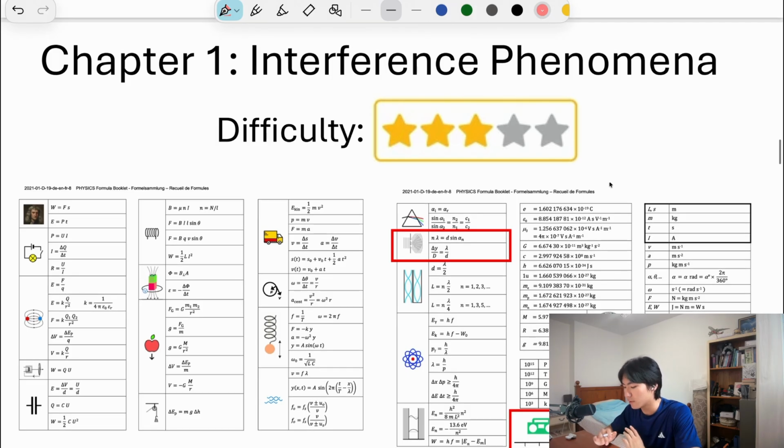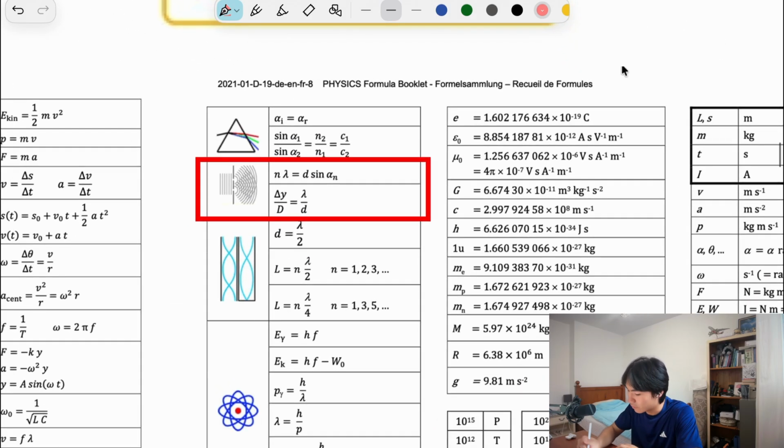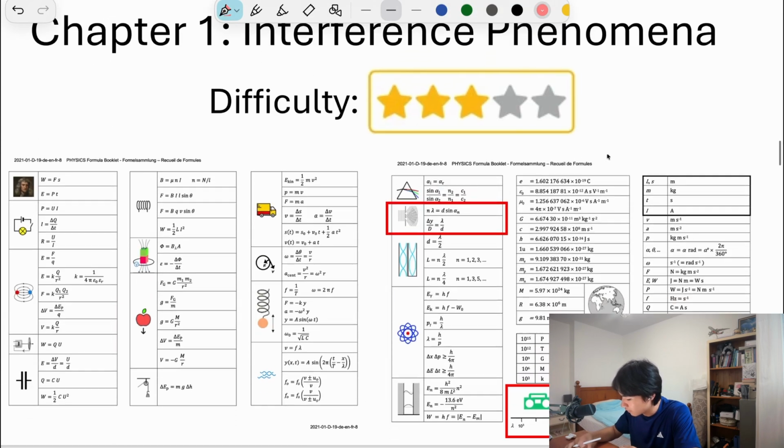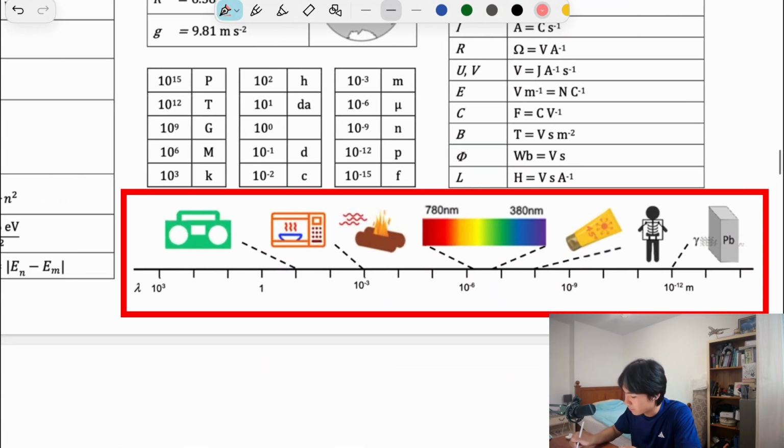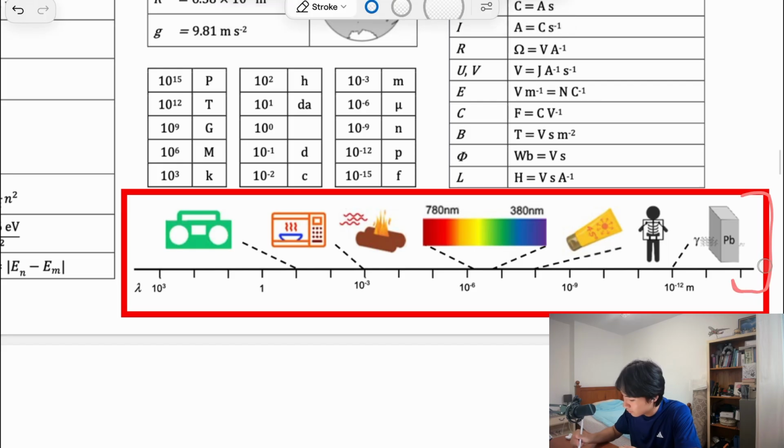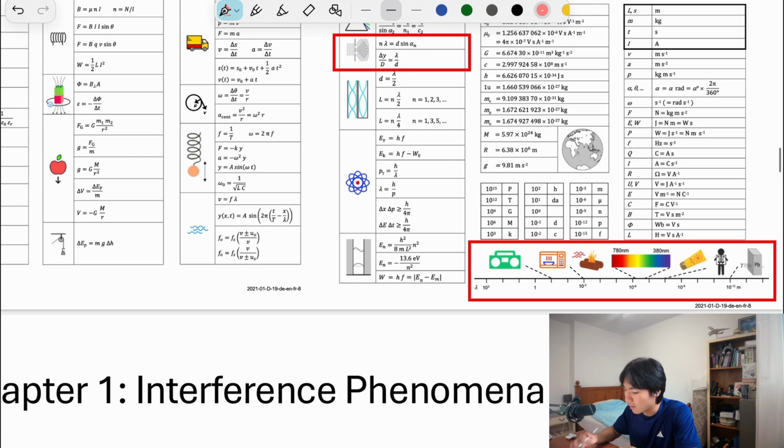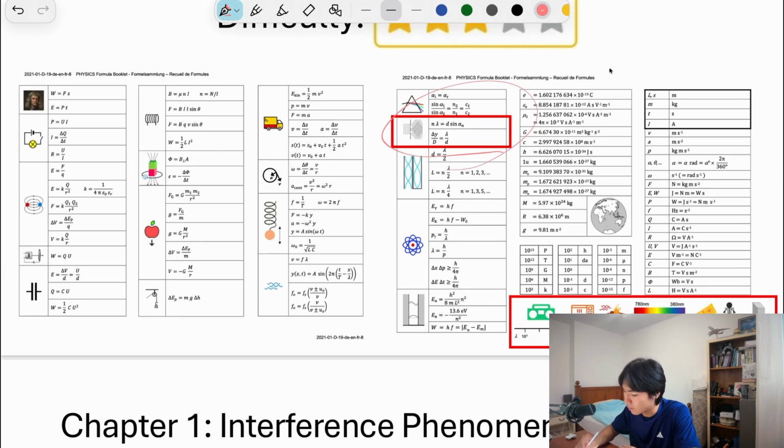So chapter one is going to be covering the interference phenomena, and this is the actual physics formula booklet, and these are the equations that we're going to be studying and deriving. These two up here. And also we'll be studying the electromagnetic spectrum in this topic as well, because this knowledge is required to talk about the interference phenomena.